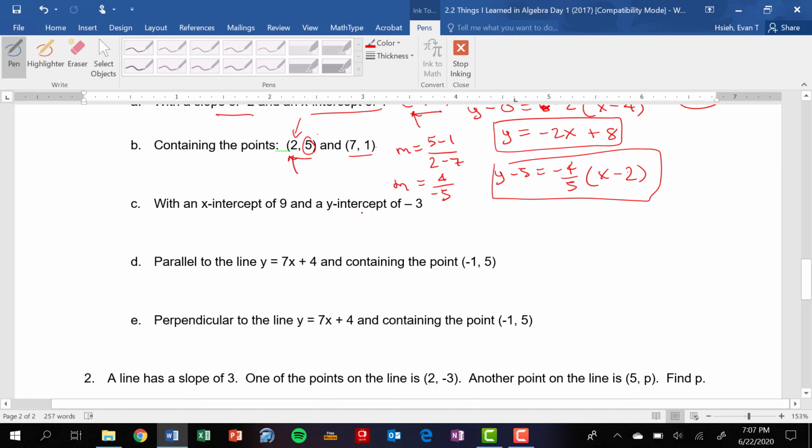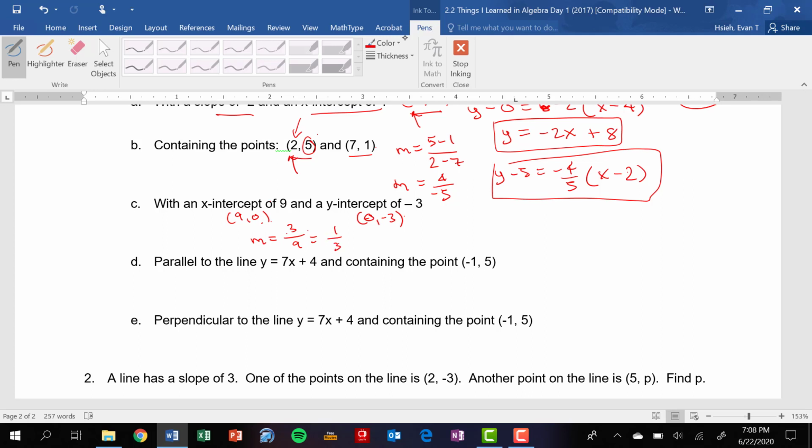X-intercept is 9, y-intercept is -3. Again, I have 2 points here. I can choose either one of them. In particular, this point is going to be (9, 0). This one's going to be (0, -3). Find the slope of this thing. My slope is going to be 0 minus -3, or 3, divided by 9 minus 0, or 9, or positive 1/3 is my slope.